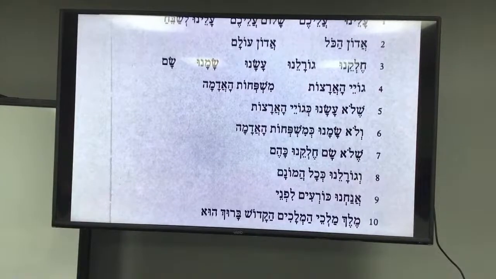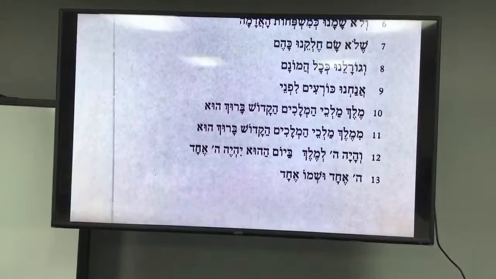Excellent. We move up to line 7. Shelo. Sam. Helkenu. Kahem. Shelo. Sam. Helkenu. Kahem. Line 8. Vegoralenu kekol hamonam. Vegoralenu kekol hamonam. All right, are y'all able to read it and follow along?